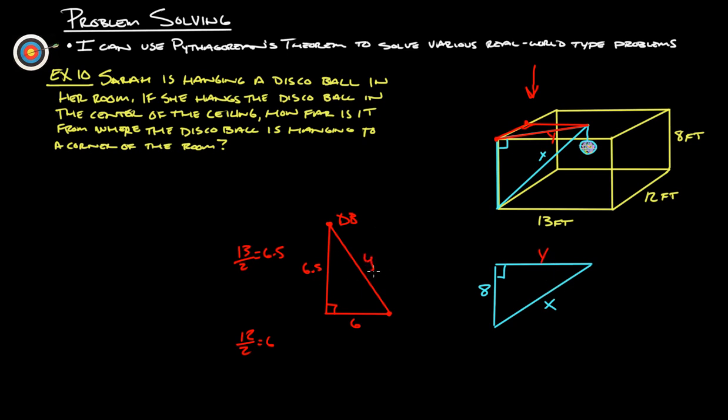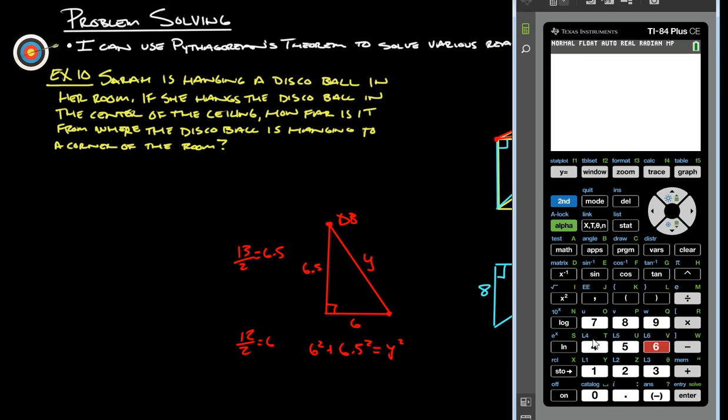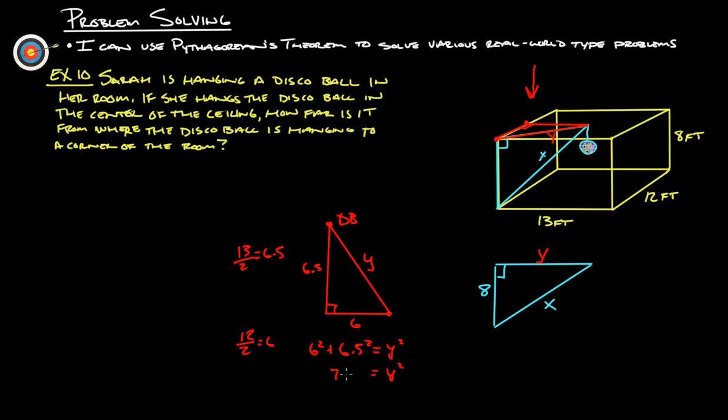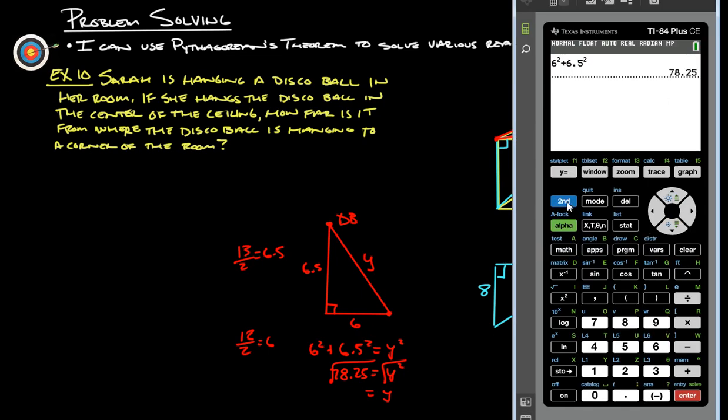I know it's getting a little confusing to look at, but there's our y. To figure out what this y is, we would use the Pythagorean Theorem. y is our hypotenuse, so 6 squared plus 6.5 squared equals y squared. 6 squared plus 6.5 squared gives us 78.25. To get rid of the square, we square root both sides, and y is the square root of this.